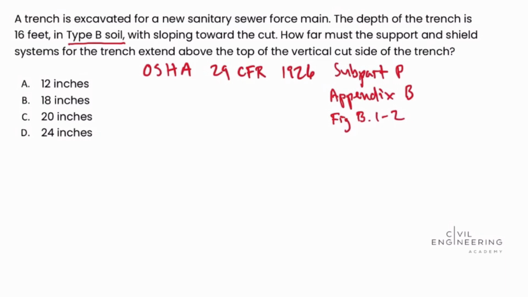And if we look at this figure in the regulation and look at what's explained, we see that they're talking about excavations 20 feet deep or less. So our depth in the problem statement we're told is 16 feet, so that would apply to us with type B soil. And we're told that excavations 20 feet or less in depth which have vertically sided lower portions shall be shielded or supported to a height at least 18 inches above the top of the vertical side.